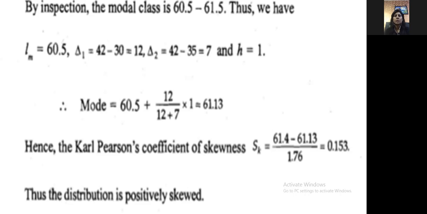Hence, for Karl Pearson's coefficient of skewness using the mode, we find the difference of the mean and mode to calculate the skewness. This is the first Karl Pearson's coefficient of skewness, and after finding the difference, we divide it by the standard deviation, which is 1.76. So we get the value as 0.153. We see that this value is positive, so we can say this is a positively skewed distribution. This is one way of finding the coefficient of skewness. Let's understand the next method of finding the coefficient of skewness.